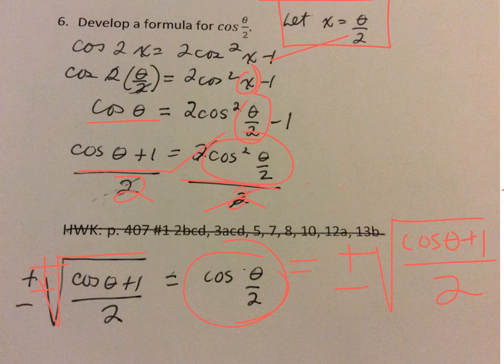Once you're done copying the answers and reviewing this lesson, please work on page 407, number 1, 2B, C, D, 3A, C, D, 5, 7, 8, 10, 12A, and 13B. Make sure you do this homework, although I crossed that one question out. Page 407 is indicated in your handout. Thank you very much for watching, and I will see you tomorrow. There will be a quiz tomorrow based on today's homework. Take care.